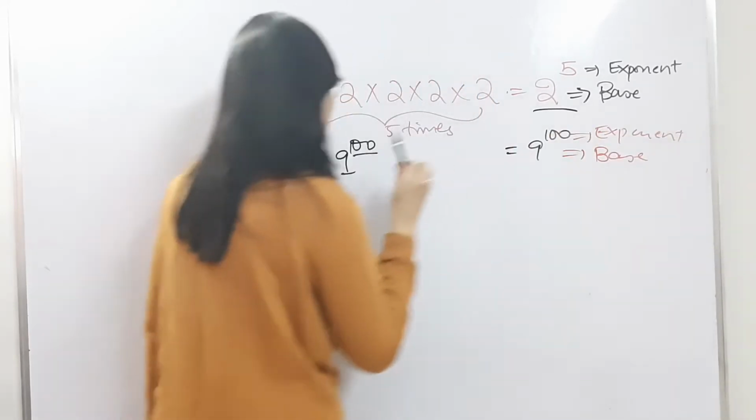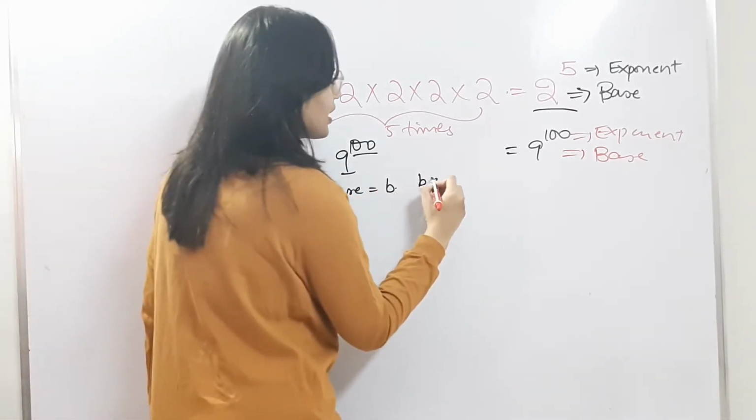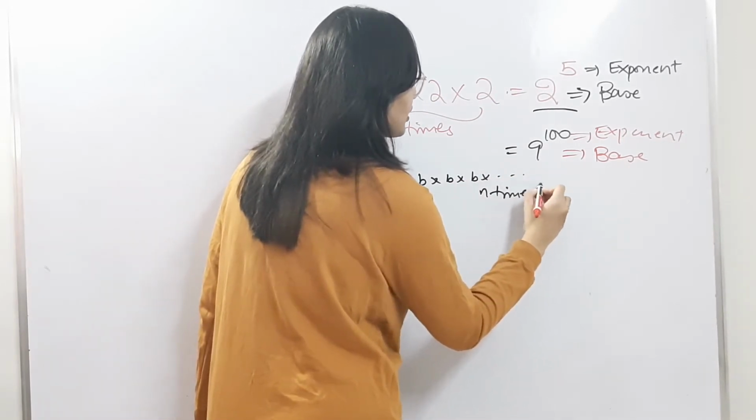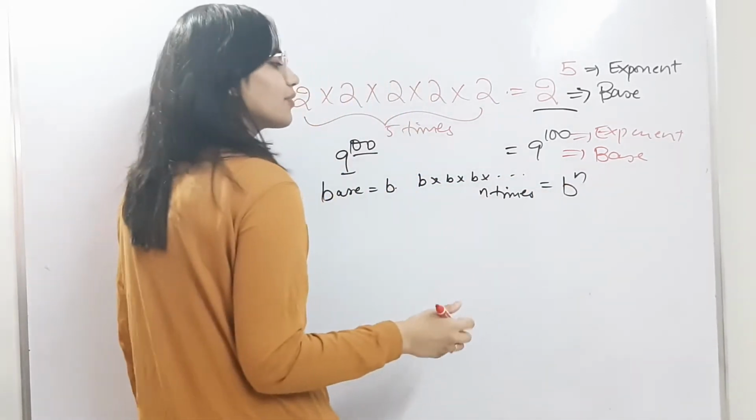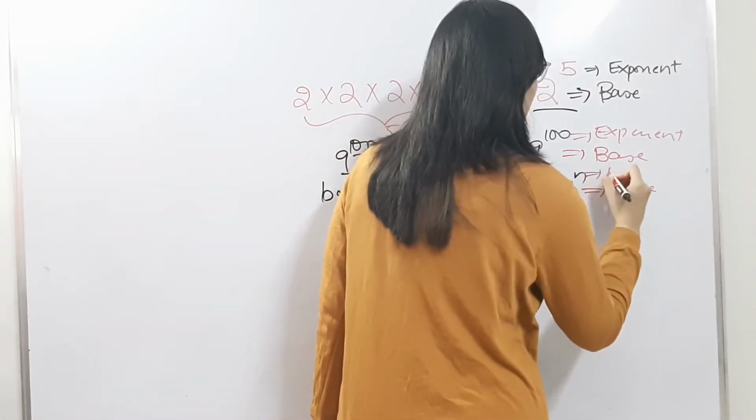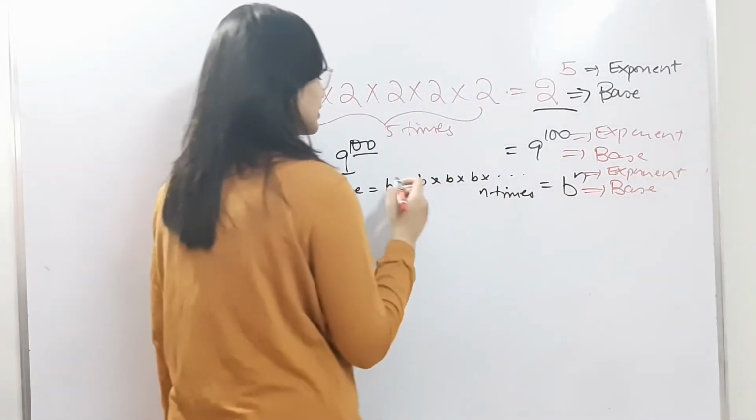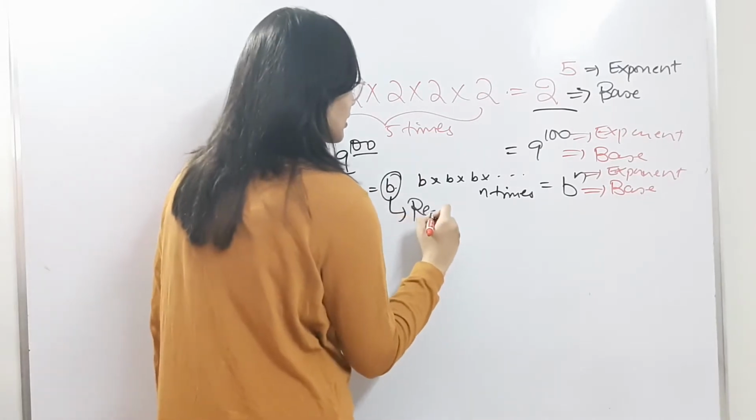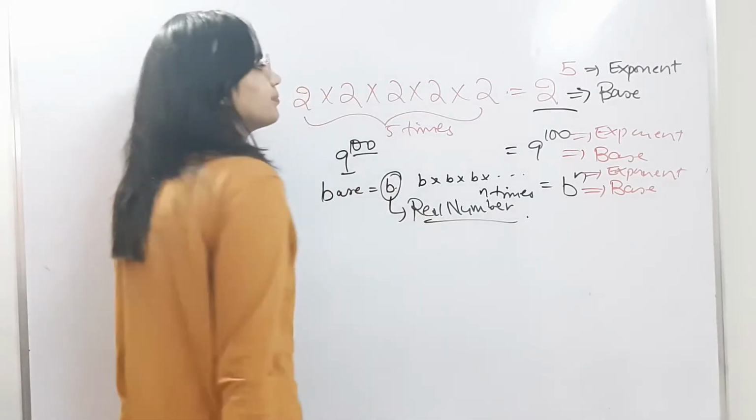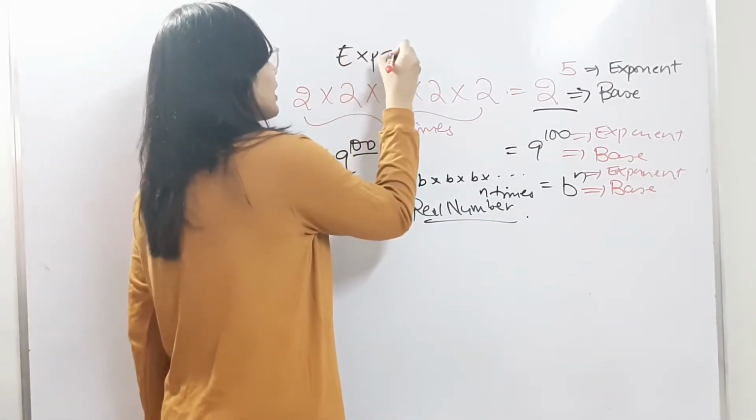So in short, if b is the base and the base is multiplied n times, then we can represent this as b power of n, where small b is the base and n is the exponent. For now, let's consider b as a real number. Okay, this is the underlying concept of exponents.